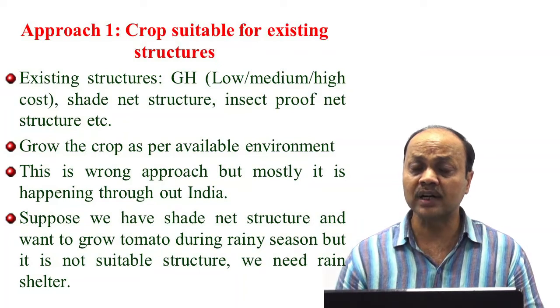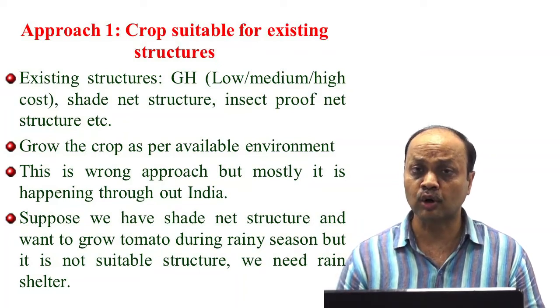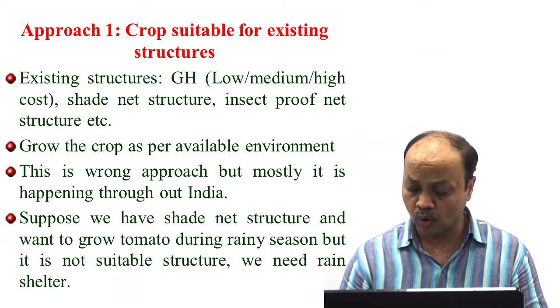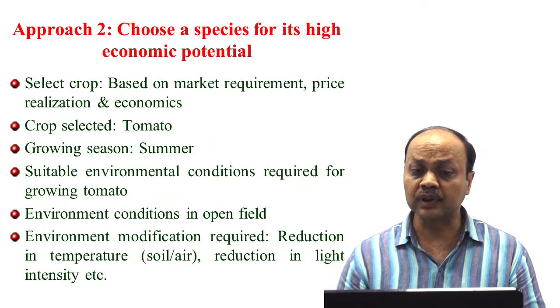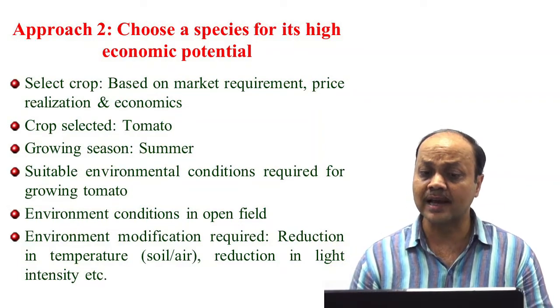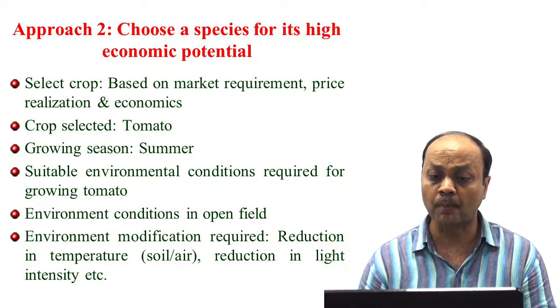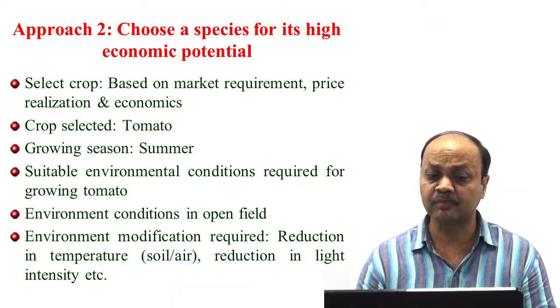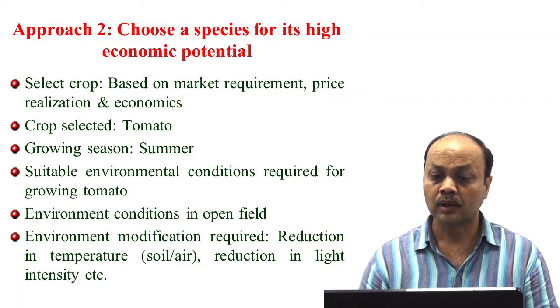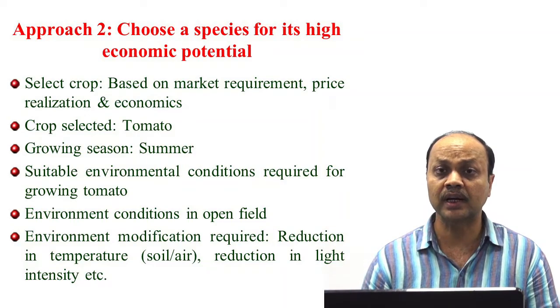Normally what is happening is that the government of India is giving a lot of subsidy on protected structures, so farmers are constructing them, but we don't know what to grow. Actually, the second approach is the right approach: choose a species for its high economic potential. That means first select the crop based on market requirement, price realization and economics. First select the crop which is required by the market, what price you are getting, and ultimately what economics you are getting in cultivating it in any different type of structure.